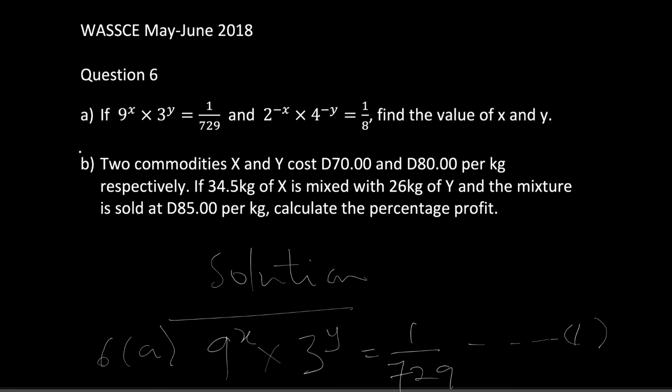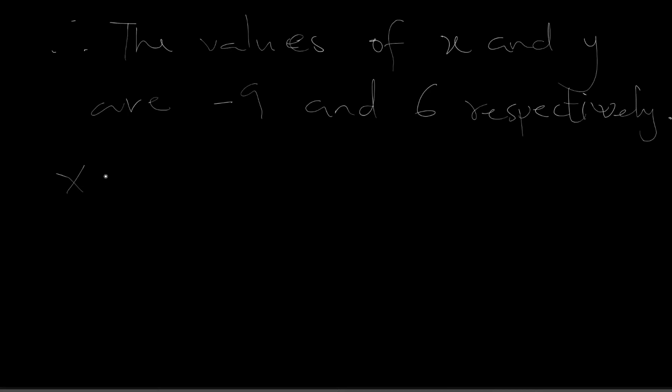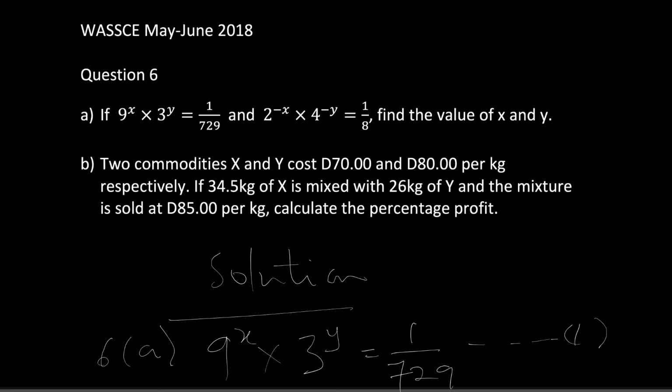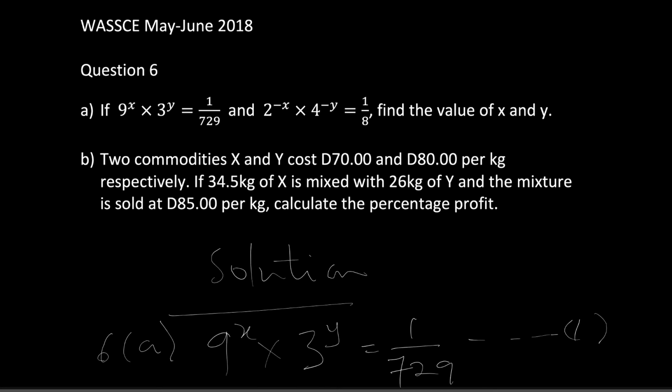Two commodities X and Y cost 70D and 80D per kilogram. So X is equal to D70 per kilogram, Y is equal to D80 per kilogram. And we are told that 34.5 kilogram of X is mixed with 26 kilogram of Y. So we have the mixture.